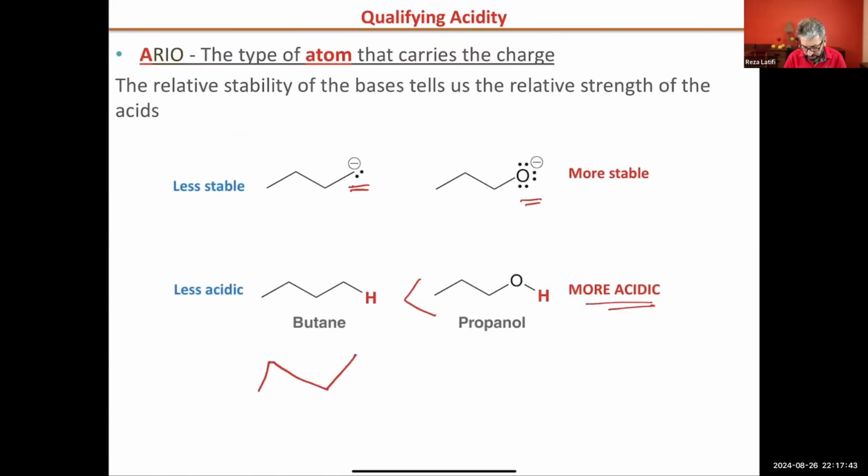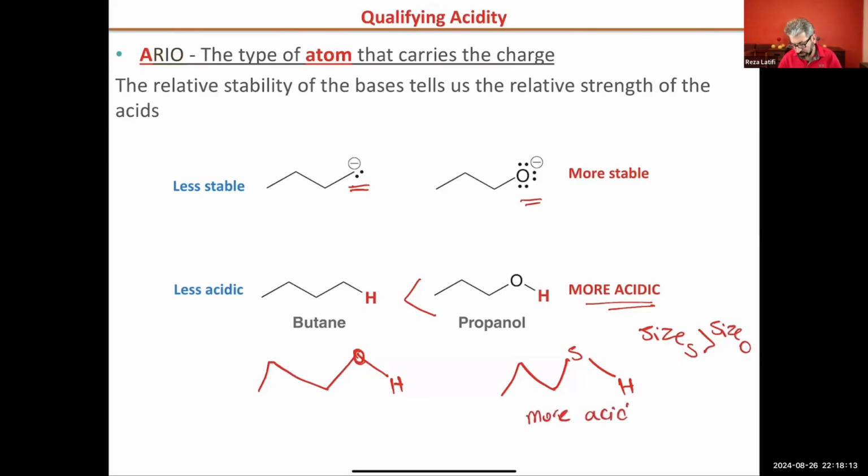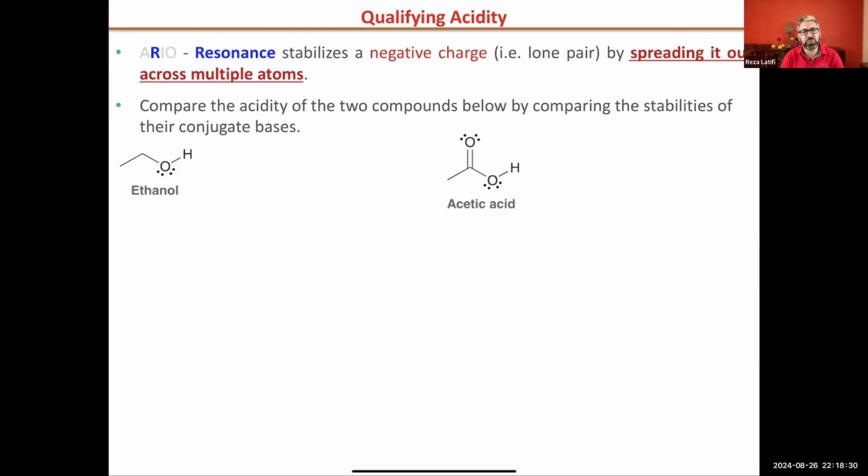If we, for example, do this one with oxygen attached to hydrogen, and next one, the same thing, but sulfur versus hydrogen. The size of sulfur is bigger than the size of oxygen. So that means the one that has sulfur will be more acidic than an OH. Even though the electronegativity of oxygen is higher than sulfur, sulfur, because it's bigger, can more easily handle the negative charge.